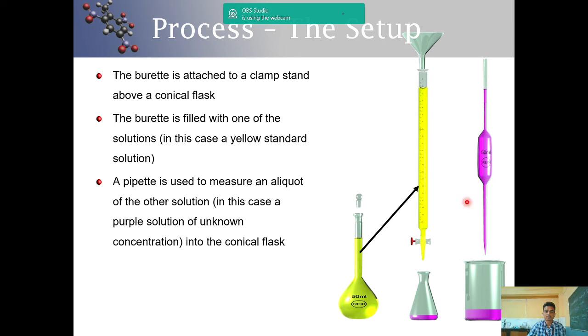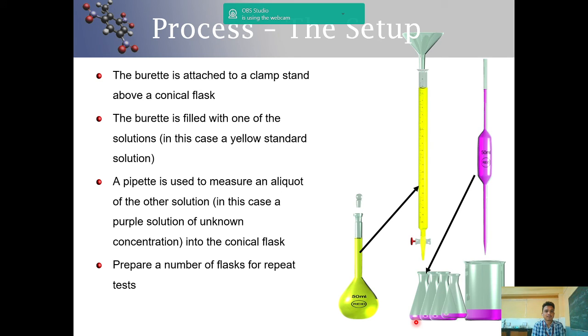So first of all, I have poured the standard solution in the burette. After pouring this, I wanted to titrate this standard solution of known concentration against the unknown concentration. First, you have to pipette out the unknown concentration solution into a conical flask, and prepare a number of flasks for a repeat test.